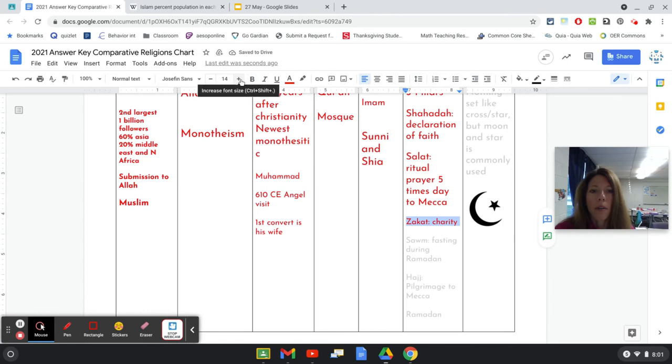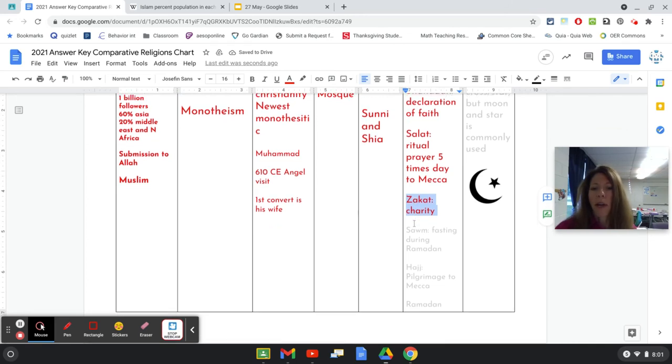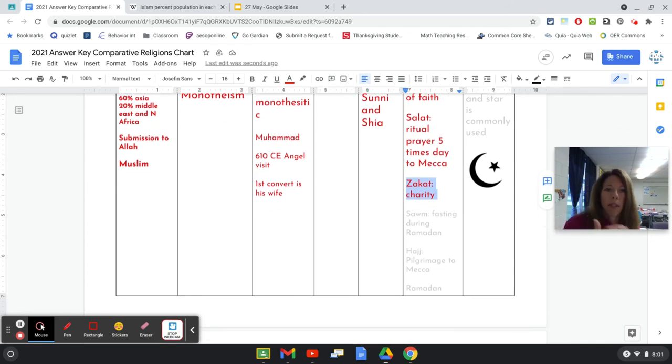And here we go. And that is to give to charity. So we know that other religions have that too in different ways. Maybe it's a percentage, maybe it's time. So there is this idea of giving back. And that's spelled Zakat, and that is to give to charity.